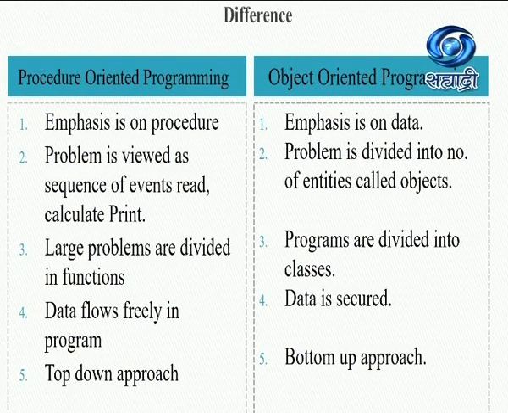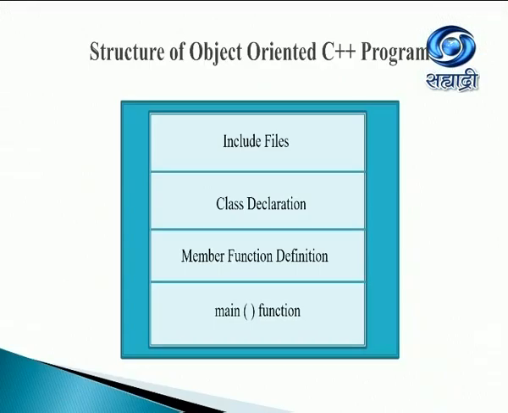In object-oriented programming, it is divided into a number of entities called objects. Large problems are divided into functions; here, they are divided into classes. In procedure-oriented programming, data flows freely in the program, whereas in object-oriented programming the data is very much secured. Procedure-oriented programming is the top-down approach, whereas object-oriented programming has a bottom-up approach.